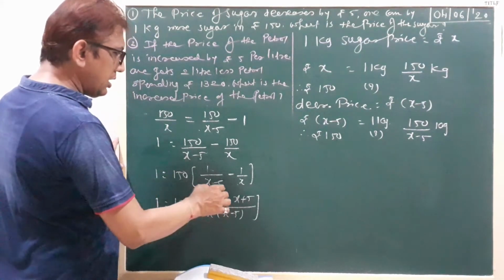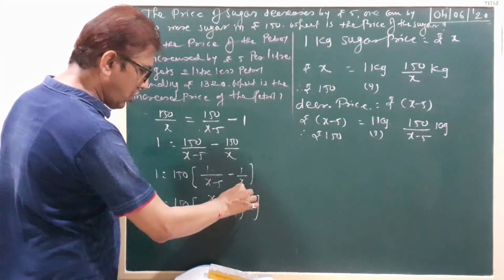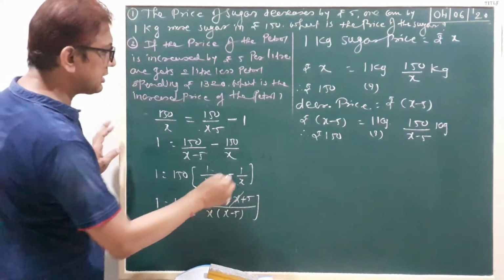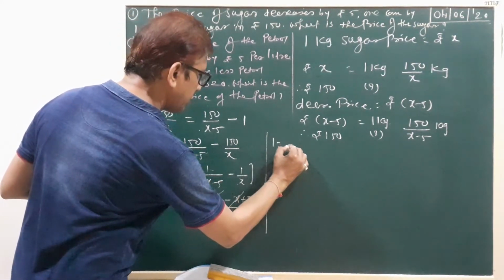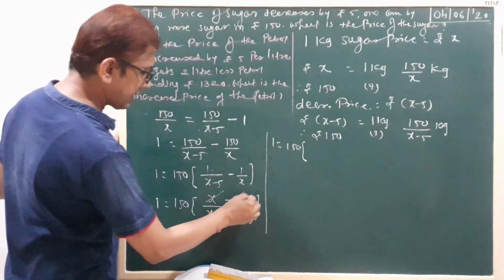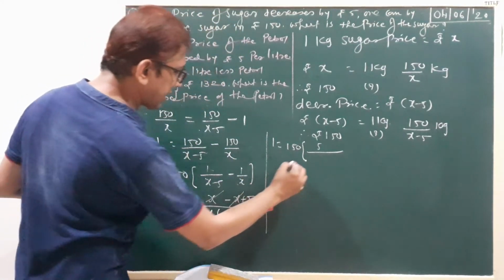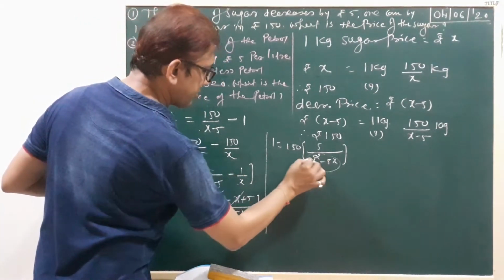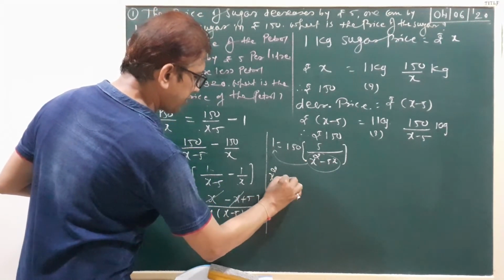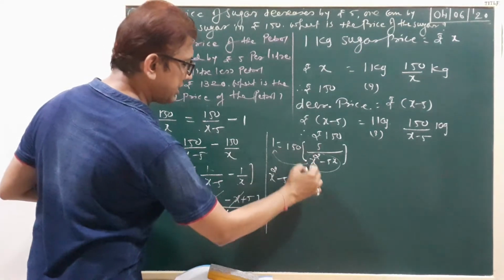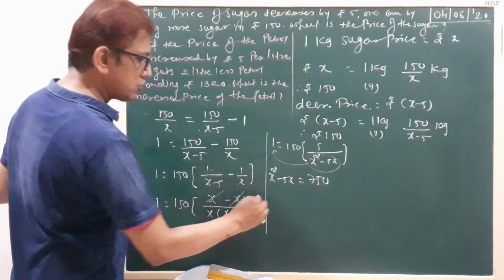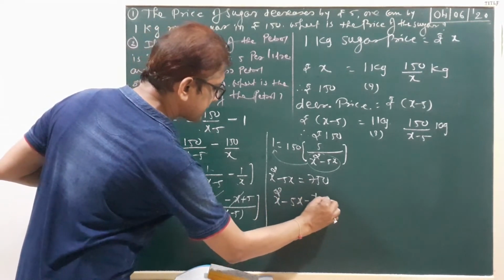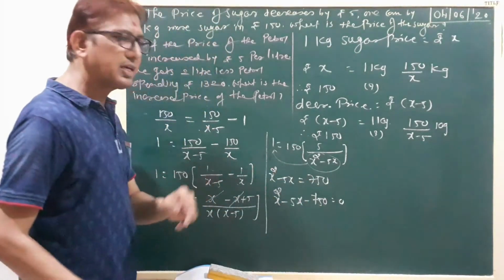Clear? If your sum is right, then here always x will be cancelled. Always. So remaining term 1 equal to 150 into 5 upon, open the bracket, x square minus 5x. Okay. So this term is denominator, multiply by 1. So x square minus 5x equal to 150 into 5, 750. So our quadratic equation is x square minus 5x minus 750 equal to 0. This is your quadratic equation.